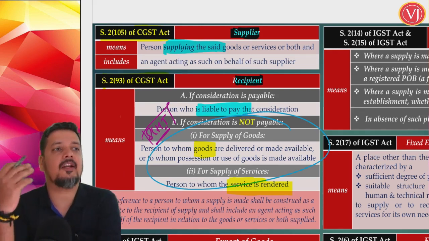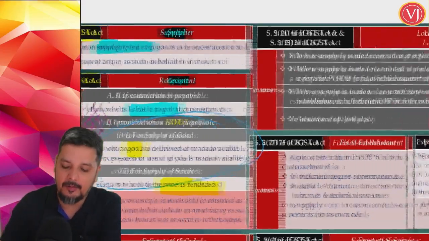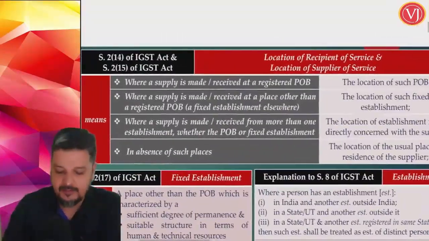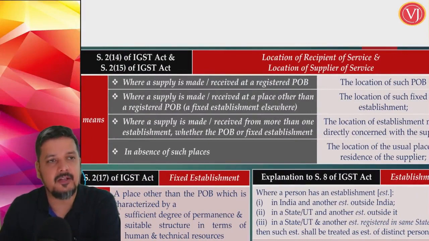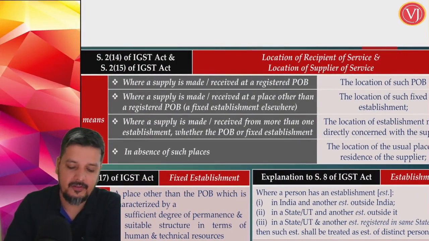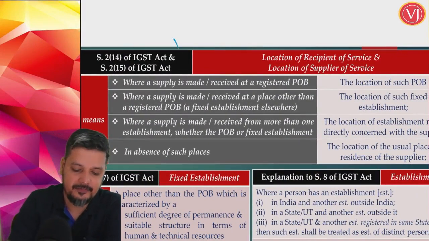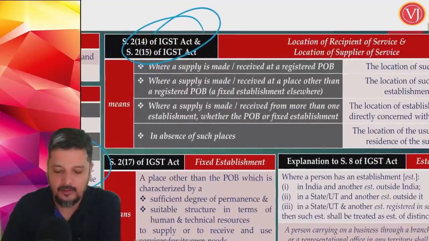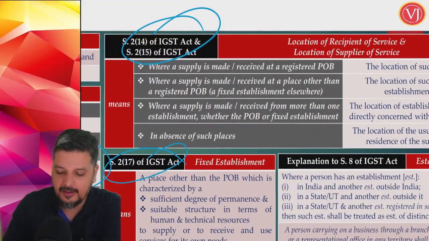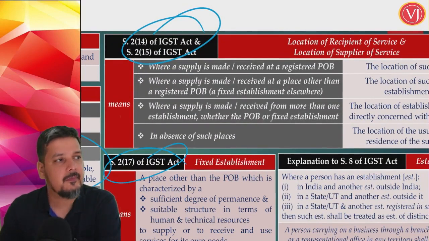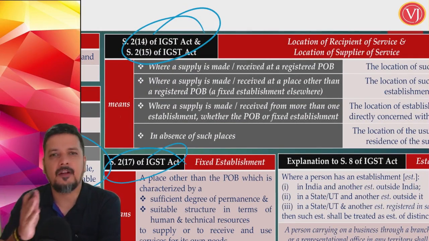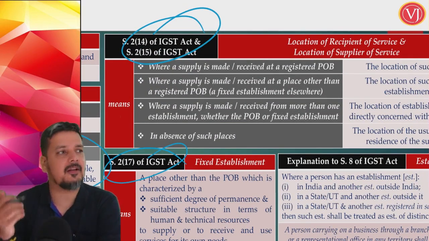Now, once you find out who's supplier and who's recipient, you will be in a position to find out what is the location of the supplier and what is the location of the recipient. Now, all these definitions are taken from your IGST Act. Location of supplier, location of recipient, fixed establishment, etc. All these are taken from your IGST Act. Now, when you talk about location of supplier, the same is the definition of location of recipient. Wherever there is the term supply, you replace the term receipt.